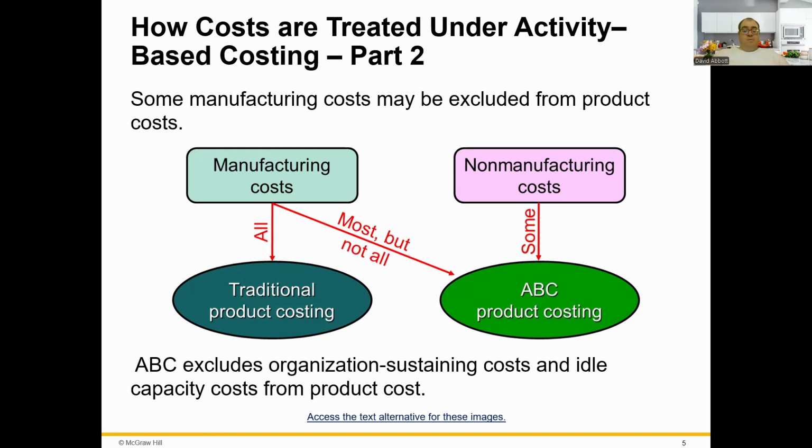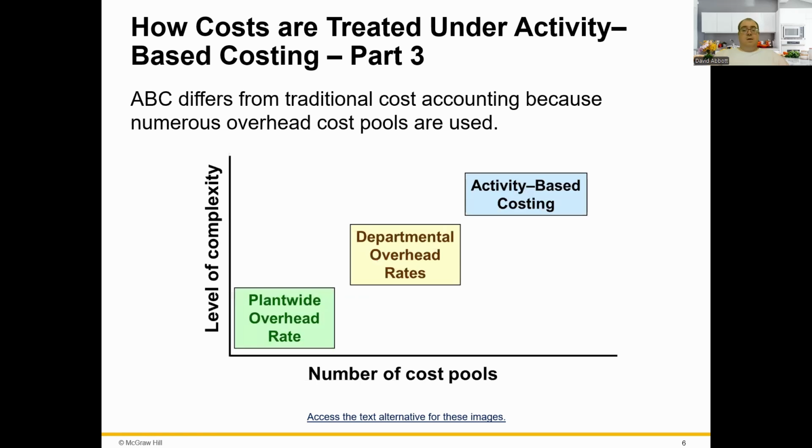Now, ABC systems that are used to support internal decision-making do not need to conform to the generally accepted accounting principles. Therefore, while the generally accepted accounting principles require treating selling and administrative expenses as period expenses, and require assigning all manufacturing costs to products, ABC systems can assign selling and administrative expenses to products, and they can exclude manufacturing costs from product costs where appropriate, because you're using this just internally for decision making.